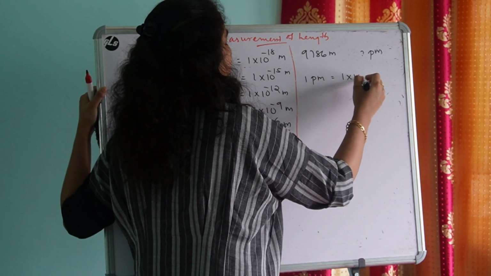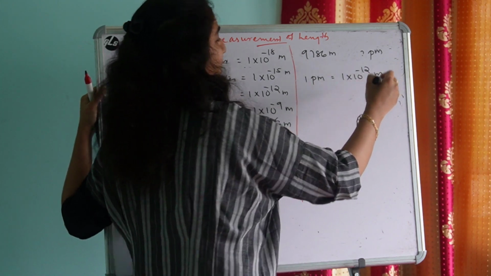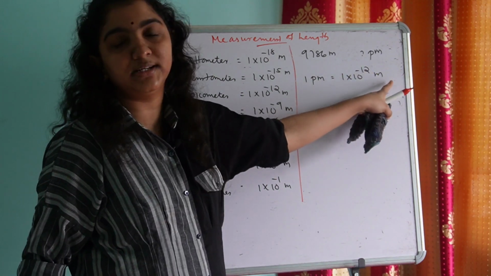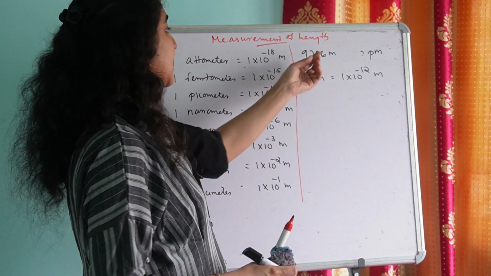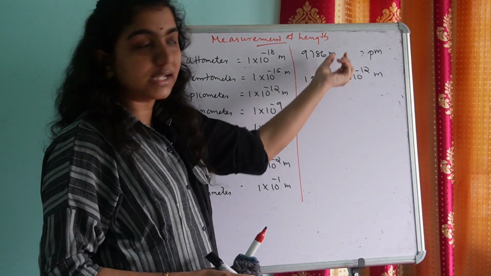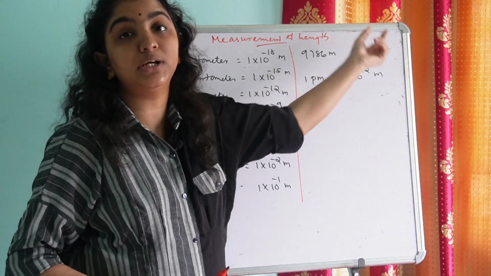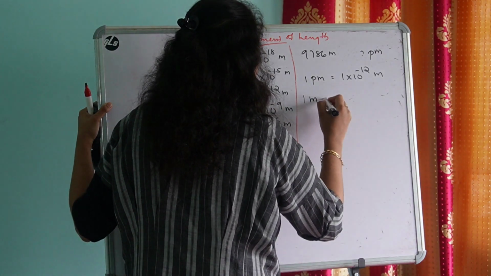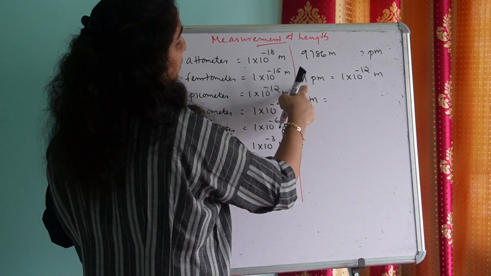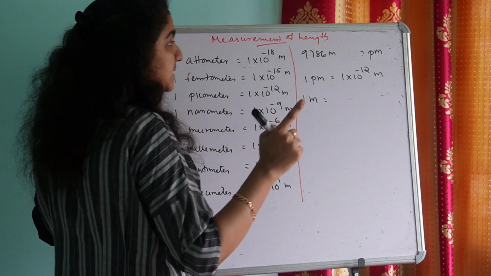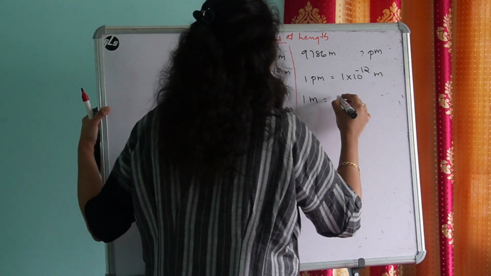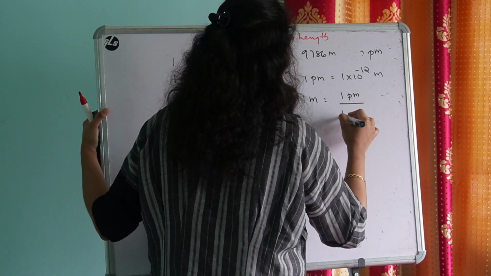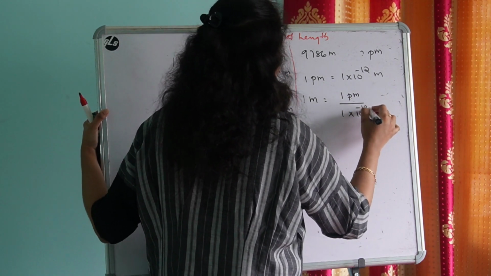1 picometer is equal to 10 power minus 12 meter. 1 picometer is equal to 1 into 10 power minus 12 meter, isn't it? Yes. Here the value is given in meter, and we have to find the value in picometer. So we have to find what 1 meter is equal to in picometer. What is 1 meter equal to in picometer? So 1 meter is equal to 1 picometer divided by 1 into 10 power minus 12, isn't it?